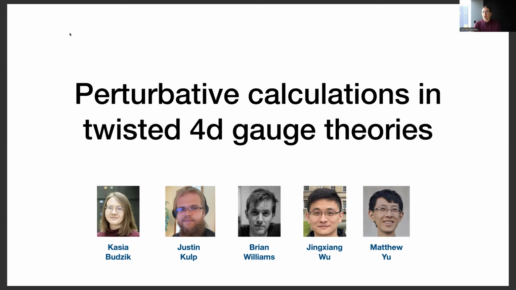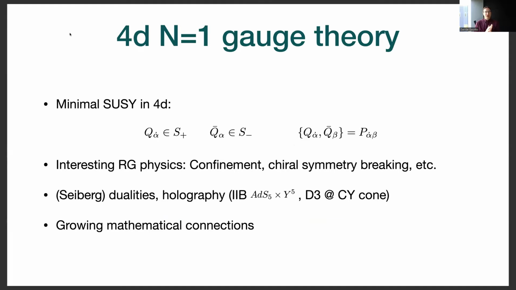So the main subject of the talk are four-dimensional gauge theories with N=1 supersymmetry. This is the minimal amount of supersymmetry.